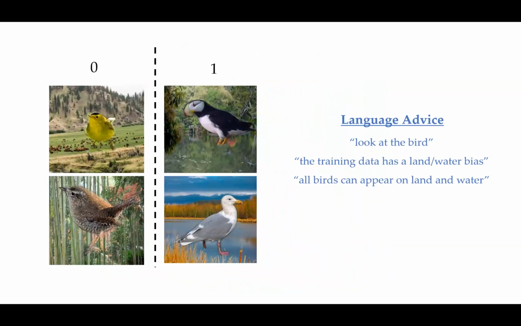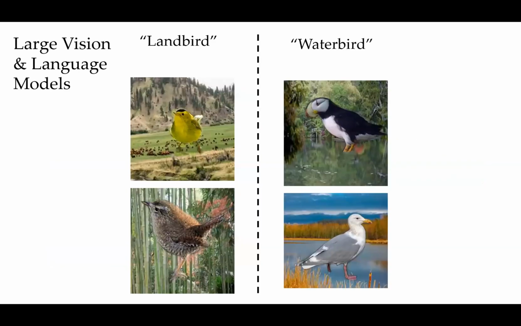We think you should actually do what a human would do, which is if I was training a person to do this task, I would just tell the system, hey, this is a bird task. Don't pay any attention to the background. Or you can expect that the training data has a land-water bias, or all birds can appear on land and water. So what would a human do with this? Well, a human would say, oh, I actually know what birds are. I know that birds exist. And I should probably pay attention to the bird and maybe ignore the background.